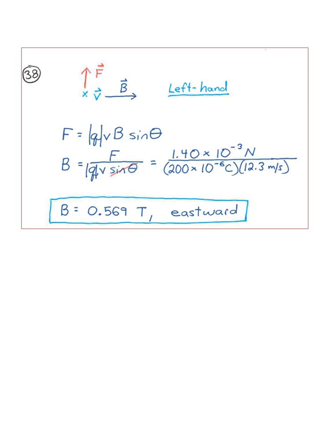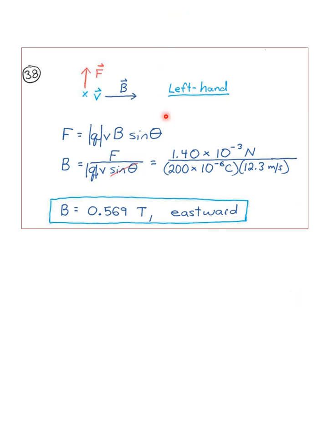Number 38. A negative 200 microcoulomb charge moves vertically downward at 12.3 meters per second. Find the magnetic field required to produce a northward magnetic force of 1.4 millinewtons. So we're going to draw a picture. We have it moving vertically downward. I've got that into the page. And we want a force that is northward.